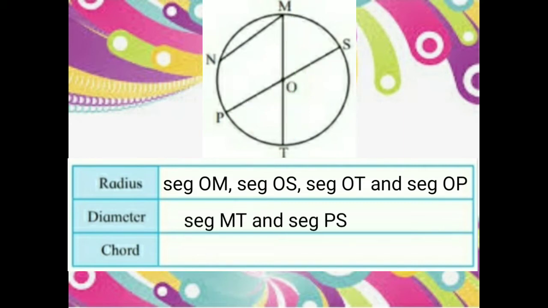Now the third and the last part we are expected to name is the chord. So which are the chords in the given figure? The chords in the given figure are segment NM, segment MT, and segment PS, which will be written like this. Since a diameter is a chord which passes through the center of the circle, all diameters are examples of chords.